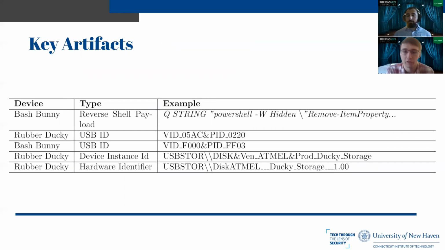So this table gives an overview of some of the artifacts that we could use as indicators of compromise. These are all things that we presumed would be in memory in some shape or form, and they can be taken as YARA rules to detect the usage of these two devices.